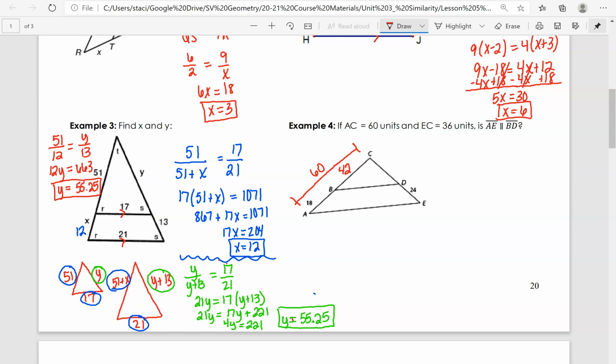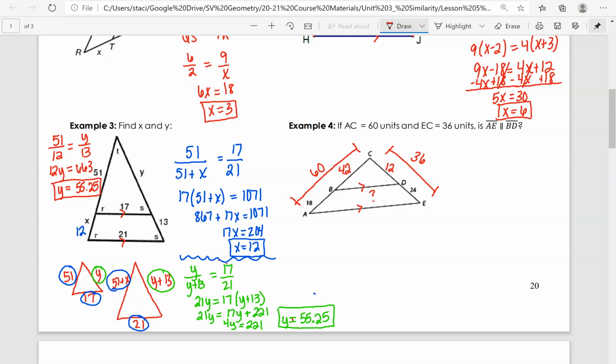And then over here it tells me that EC is 36 units long. And once again, what comes to my mind is that CD plus 24 has to equal 36. That would have to be 12. So now I've got each section of that triangle where I know what the side lengths are. So the question says, is AE parallel to BD? That's the question.